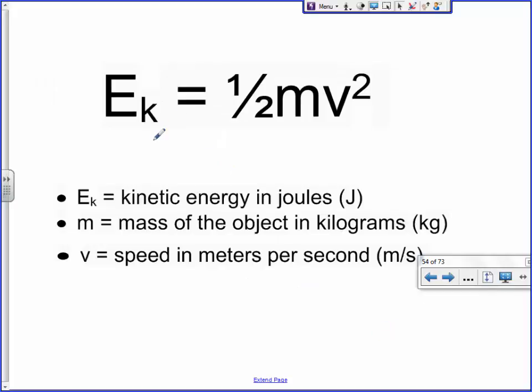So here's a good time to talk about that little subscript. If I put a little K in the corner, that's just to indicate that we're going to do kinetic energy rather than some other type of energy. So this formula is 1/2 of mass times velocity squared.